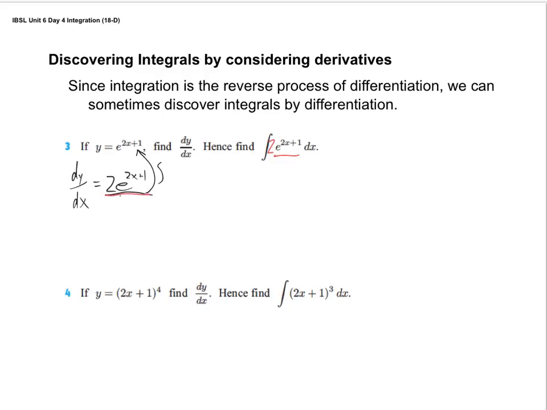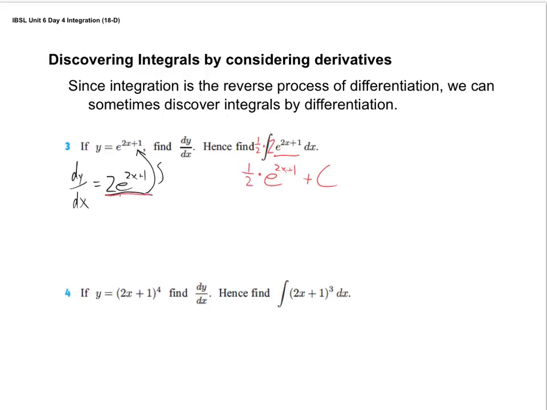But this is where those properties we looked at on Friday come into play. If I have a constant multiple, it doesn't matter if I put it inside the integral or outside the integral. So I'm going to put the times 1/2 outside the integral. And now I know the integral of 2e to the 2x plus 1 is e to the 2x plus 1, but I have this 1/2 that it's multiplied by. And then I put my plus c. So the integral of e to the 2x plus 1 dx is 1/2 e to the 2x plus 1 plus c.